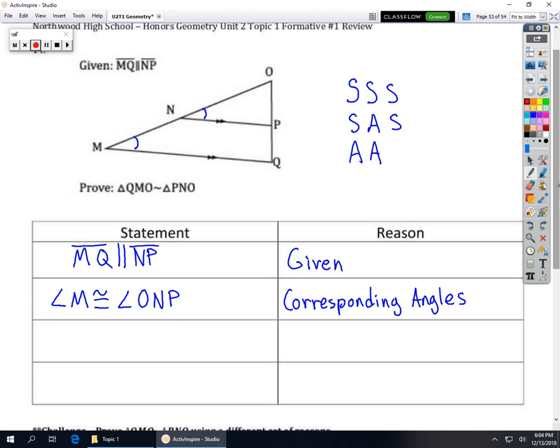Next one here. What else is congruent? Well, this is everyone's favorite. O, right? O exists in the small triangle. It also exists in the large triangle. Angle O is congruent to itself. This is called the reflexive property. Angle O is congruent to angle O, reflexive property. Everyone's favorite.